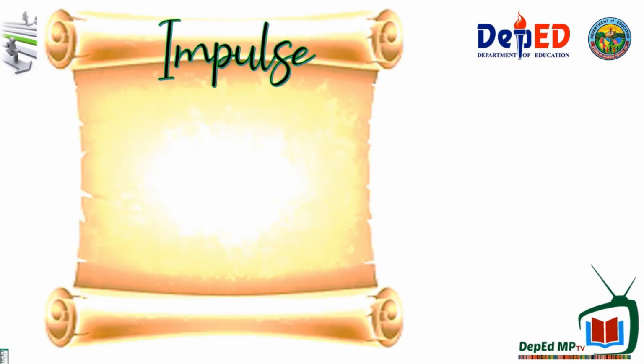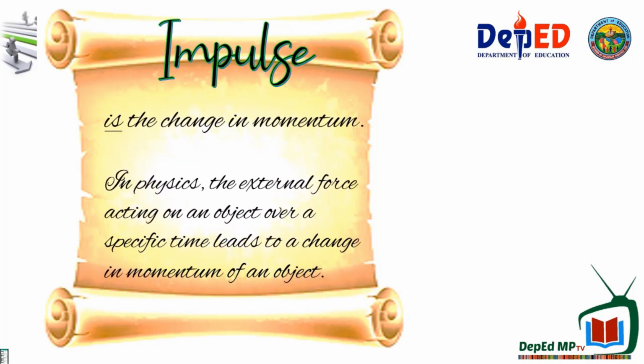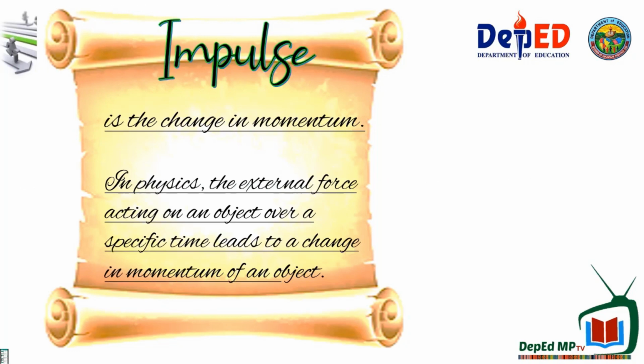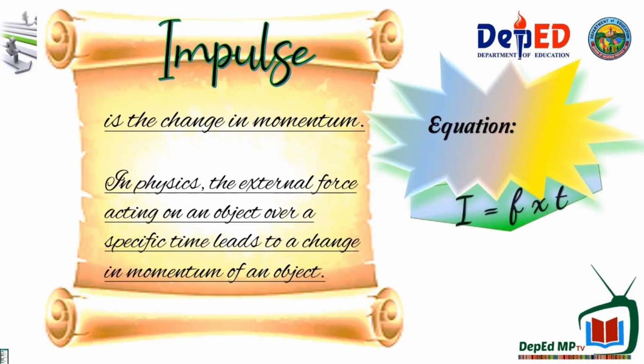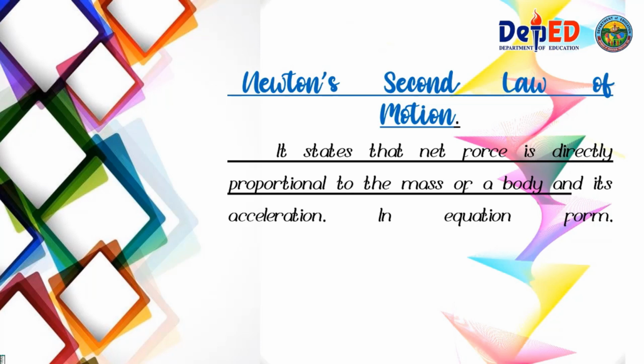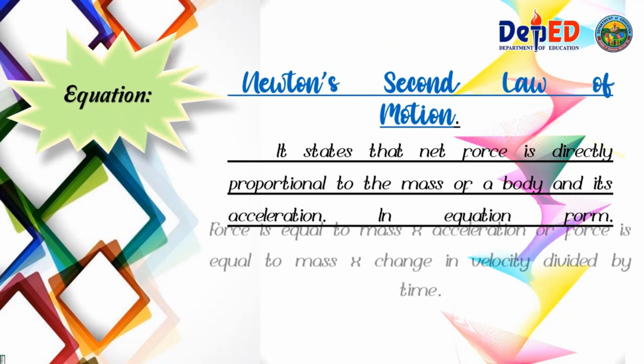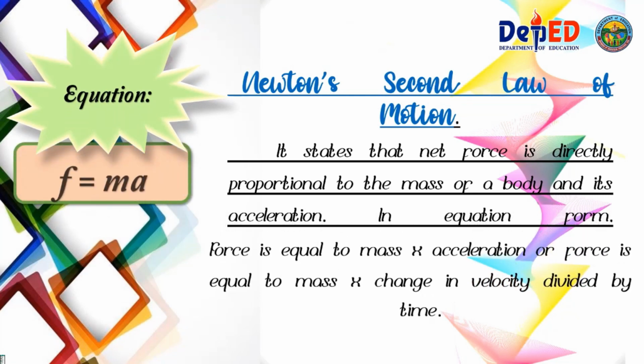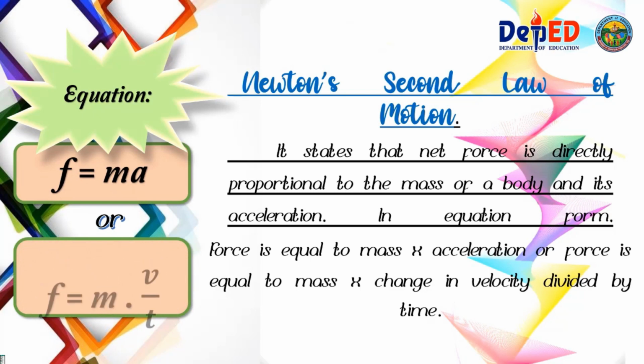Our second lesson is all about impulse. It is the change in momentum. In physics, the external force acting on an object over a specific time leads to a change in momentum of an object. The general equation for impulse is equals to force times time. This concept is Newton's second law of motion. It states that net force is directly proportional to the mass of a body and its acceleration. In equation form, force is equal to mass times acceleration, or force is equal to mass times change in velocity divided by time.